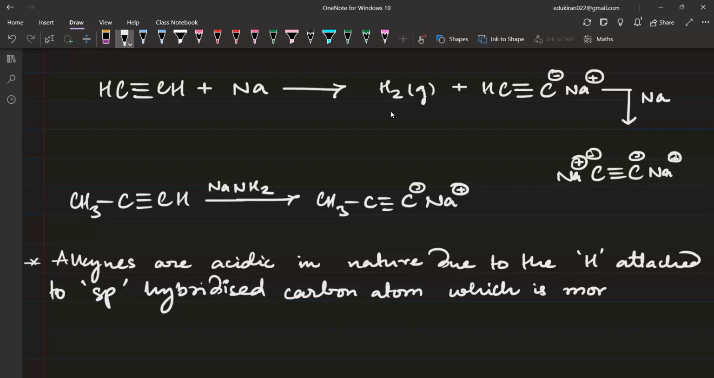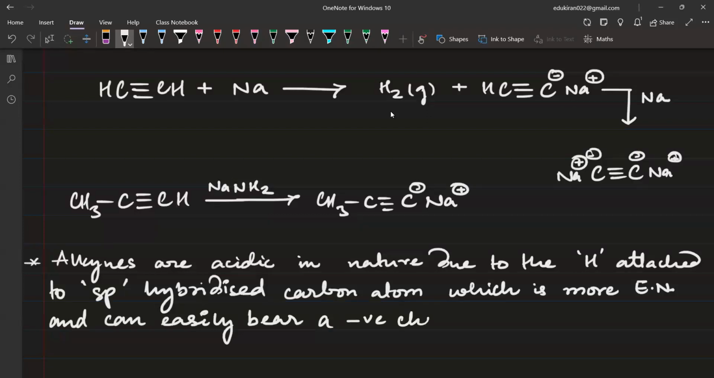which is more electronegative and can easily bear a negative charge.